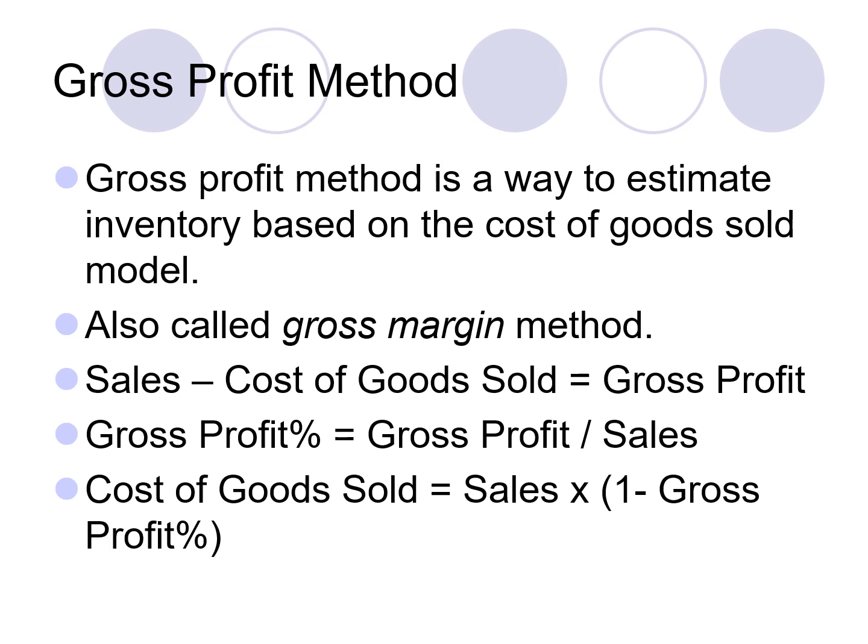This slide is about the gross profit method. This method is used to determine the value of inventory if you have the value of gross profit. The gross profit method is a way of estimating inventory based on the cost of goods sold model. You can also call it the gross margin method. As we know, sales minus cost of goods sold gives us gross profit, and gross profit percentage is gross profit divided by sales. Cost of goods sold is equal to sales multiplied by one minus gross profit percentage. With the help of this equation we can determine the value of inventory.